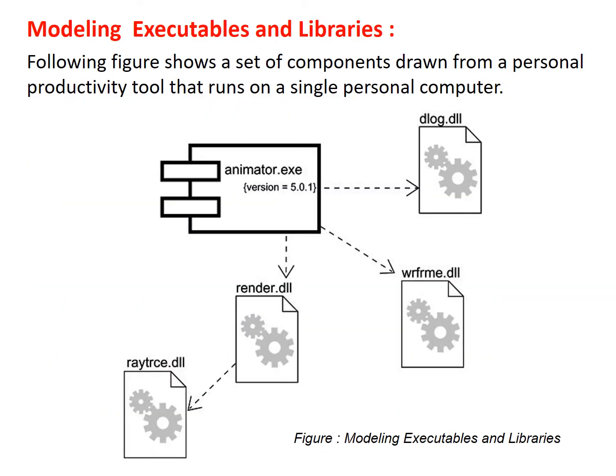Now we'll see modeling executables and libraries. Here the figure shows a set of components drawn from a personal productivity tool that runs on a single personal computer. The figure includes one executable and 4 libraries. This diagram also presents the dependencies among these components.